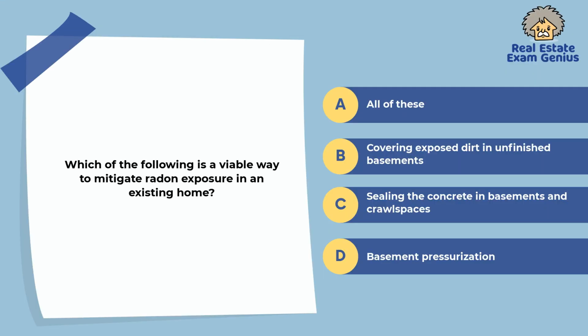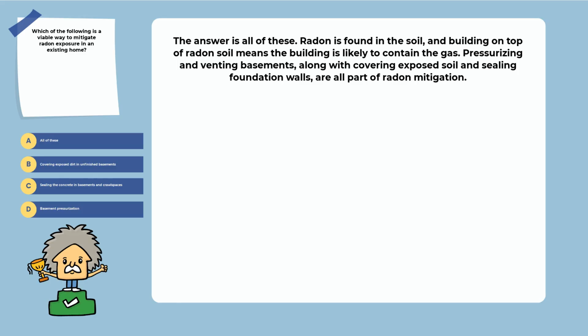Which of the following is a viable way to mitigate radon exposure in an existing home? All of these. Covering exposed dirt in unfinished basements. Sealing the concrete in basements and crawl spaces. Basement pressurization. The answer is all of these. Radon is found in the soil, and building on top of radon soil means the building is likely to contain the gas. Pressurizing and venting basements, along with covering exposed soil and sealing foundation walls, are all part of radon mitigation.